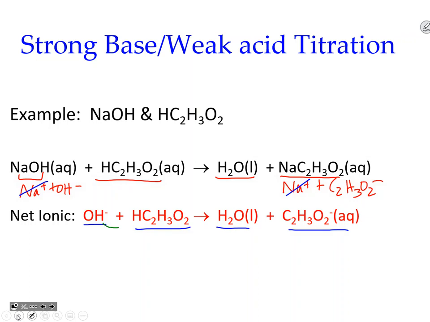This hydroxide is going to rip off the H, producing the water, but that means that acetate is left floating around in there. And that's significant too because acetate happens to be a basic anion, so it's going to react with water and create a little bit of hydroxide on its own for secondary reaction purposes. But for a net ionic here, OH plus the weak acid, keep the weak acid together, you get water and then the conjugate base.